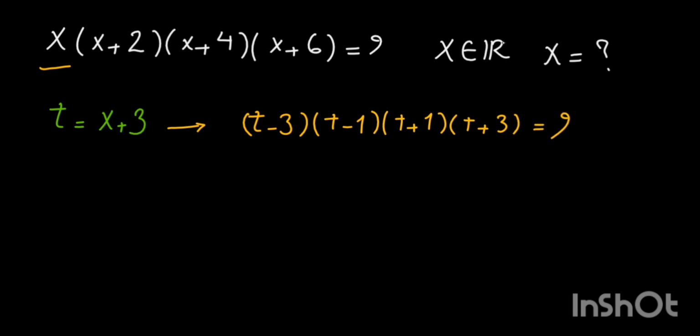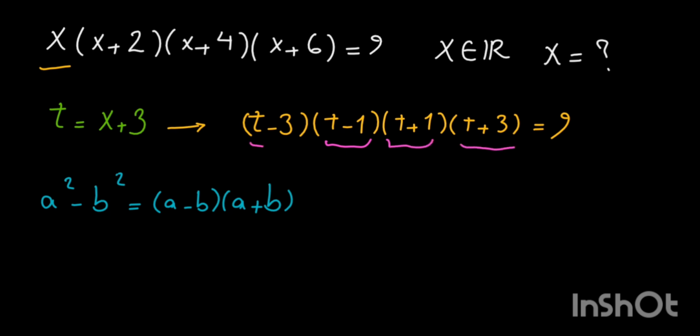And let me give you a really nice point. If you, for example, have a squared minus b squared, you can write it as a minus b times a plus b. Okay, for example, if you have again a minus b times a plus b, that's equal a squared minus b squared. You can use both of them. So it means if you look at, for example, t minus 1 and t plus 1 and t plus 3 and t minus 3, you can write them as, for example, let me scroll down.